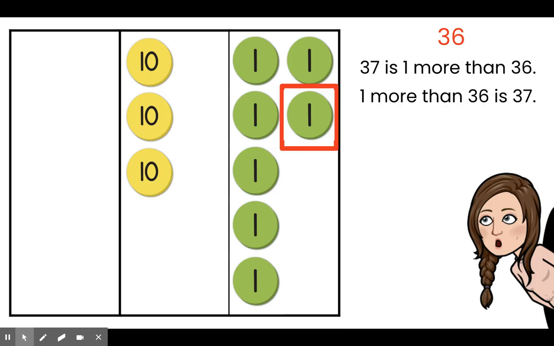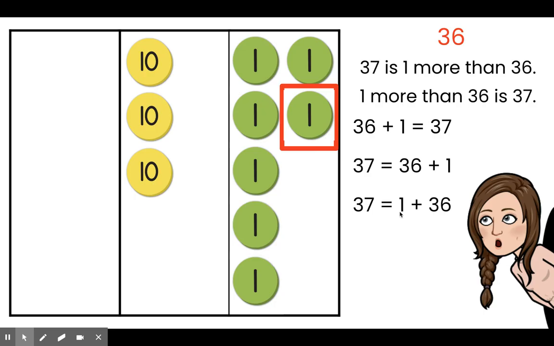Let's write this in a number sentence. 36 plus 1 equals 37. That's what we just did. We started with 36, added 1, and we now have the total of 37. We could also write it this way. 37 equals 36 plus 1.